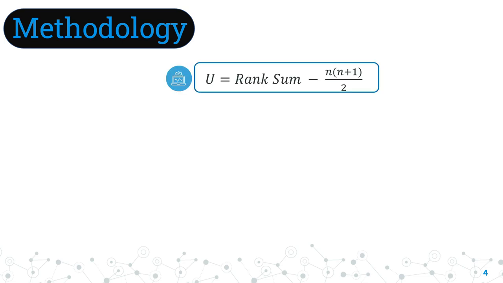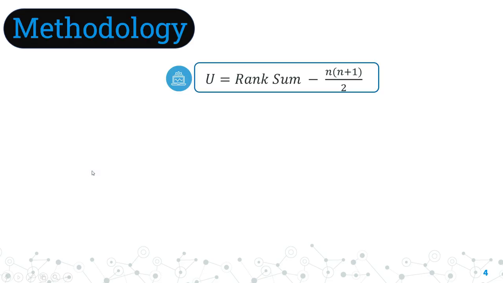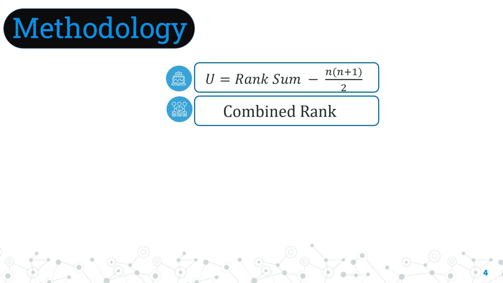First one, you have to look at this formula. This is the main formula to find out the U calculated value. Here, rank sum. You can see that basically in this data set you have to rank each observation. You have to rank these observations. Okay, and the rank is not a general rank. See, here you have to apply combined rankings.